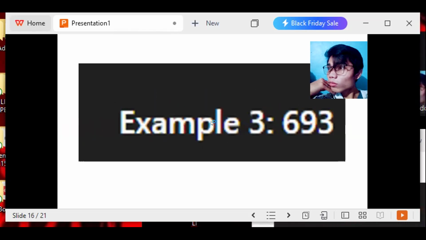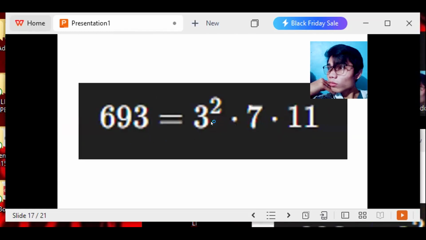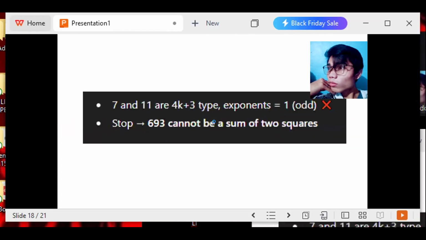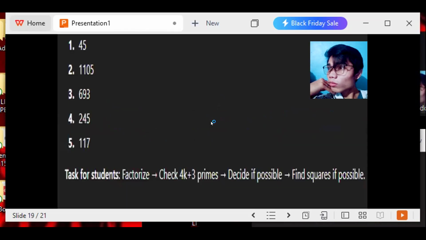So try this, example number 3, 693. Its prime factors are 3 squared times 7 times 11. So it cannot be a sum of two squares because its prime factors are 4k plus 3 type but have an odd exponent. So I hope you learned many things and you've enjoyed solving in our lesson for today.